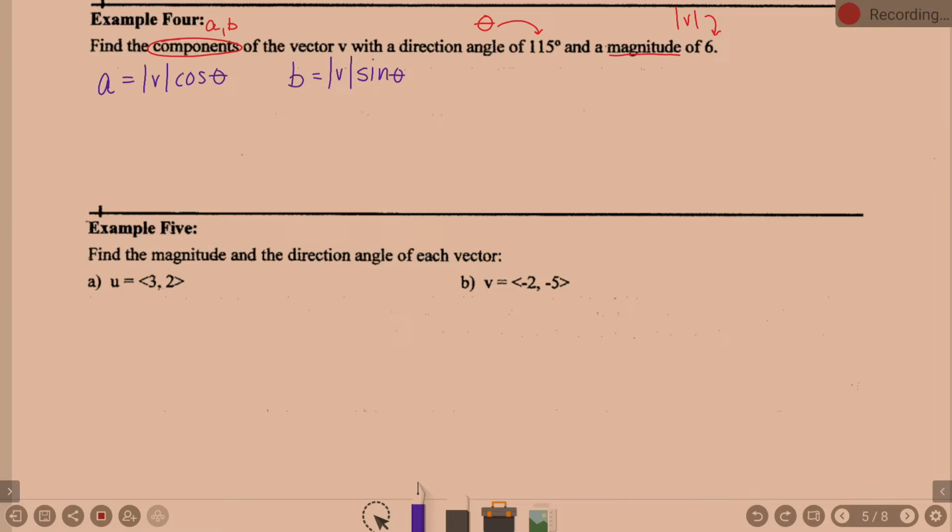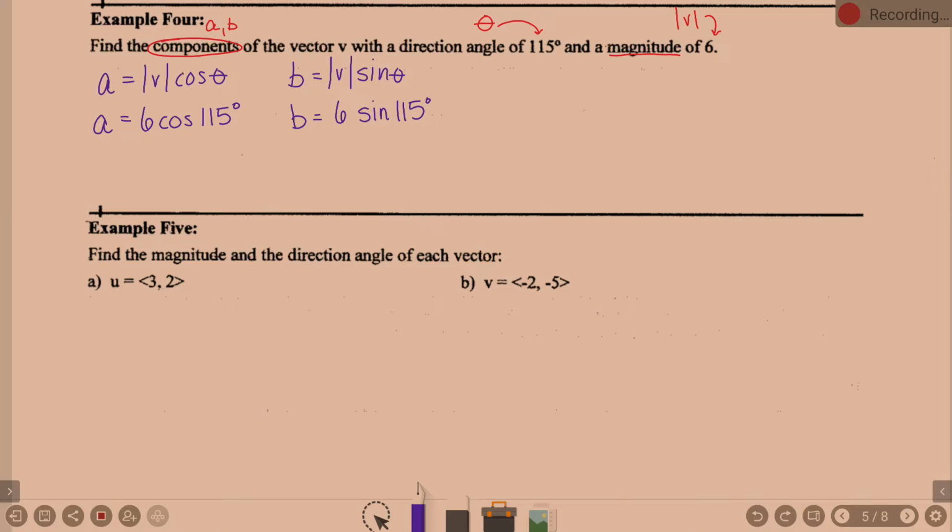Let's fill them in. In order to find component A, what am I putting in for the absolute value of V? 6. 6 times cosine of 115 degrees. We'll go ahead and fill in B while we're here, and then we'll do some actual math. Magnitude, or absolute value of V, again, is 6. This time it's going to be sine of 115 degrees. Okay, we're not going to leave that. We are going to keep going.